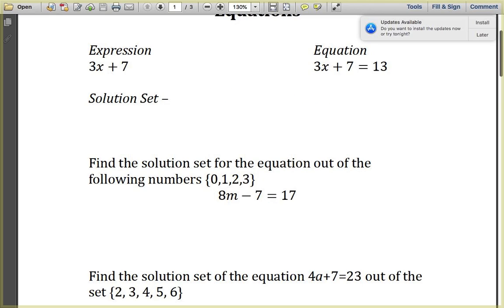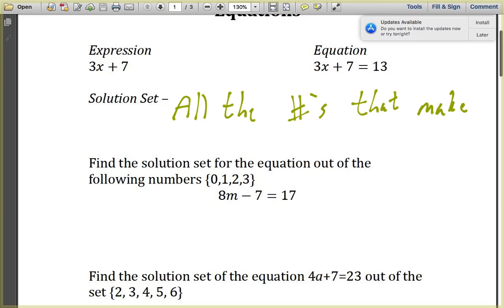Now, something we'll talk about more with inequalities than necessarily equations, but there's such a thing as a solution set. A solution set is simply all the numbers that make a statement true. Doesn't really need the apostrophe, but that's okay.